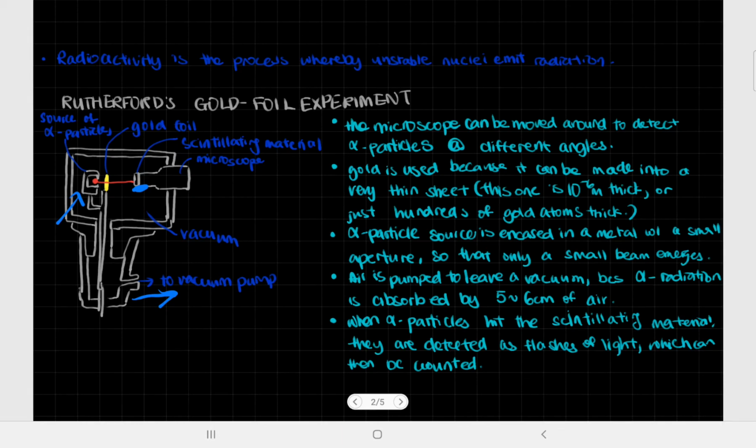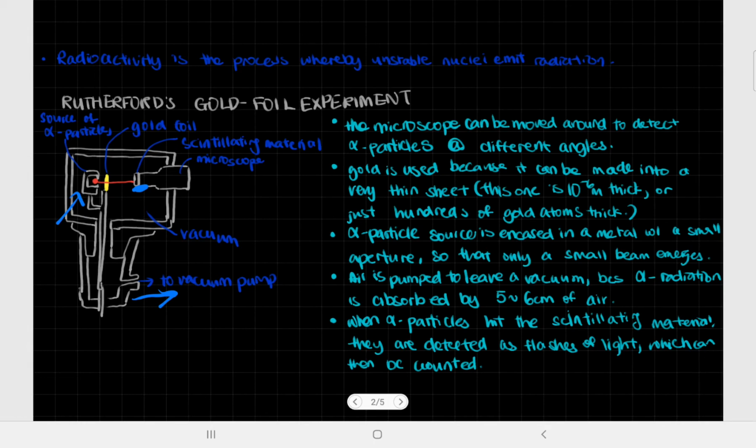Secondly, gold is used specifically because it can be made into a very thin sheet. It's very ductile and malleable, and this one in particular is 10 to the power of negative 6 meters thick, which is equivalent to 1 micrometer, and that's very, very thin. It's just hundreds of gold atoms thick, and in comparison, a strand of our hair usually contains 1 million carbon atoms. Admittedly, gold atoms are much bigger than carbon atoms, but to put that in perspective, this was an extremely thin sheet. At first, Rutherford did use mica sheets as well.